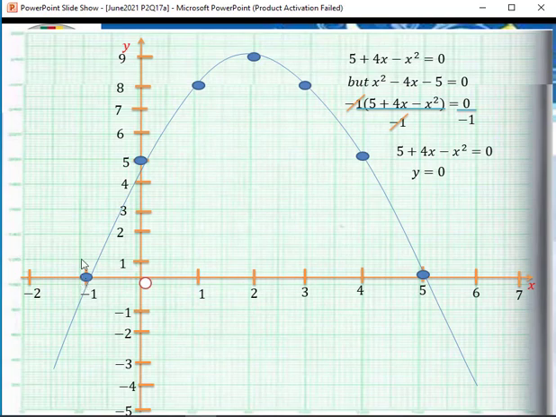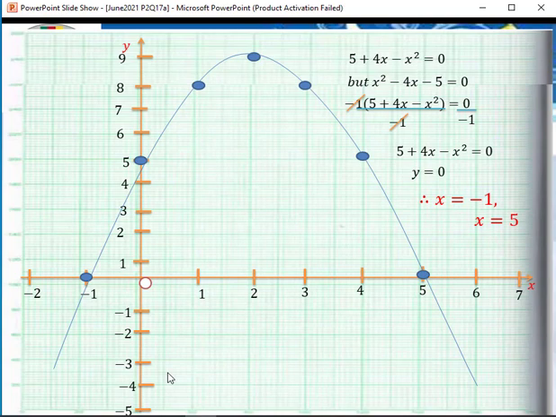So our solution to this graph 5 plus 4x minus x squared equals 0 will be the points where the x-axis touches the curve, which are 5 and -1. Therefore x equals -1 or x equals 5. That's the solution set using the graph.